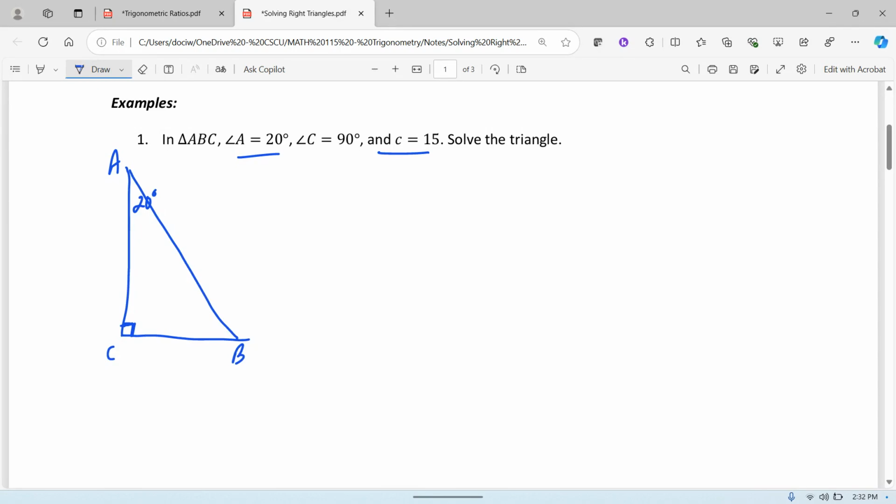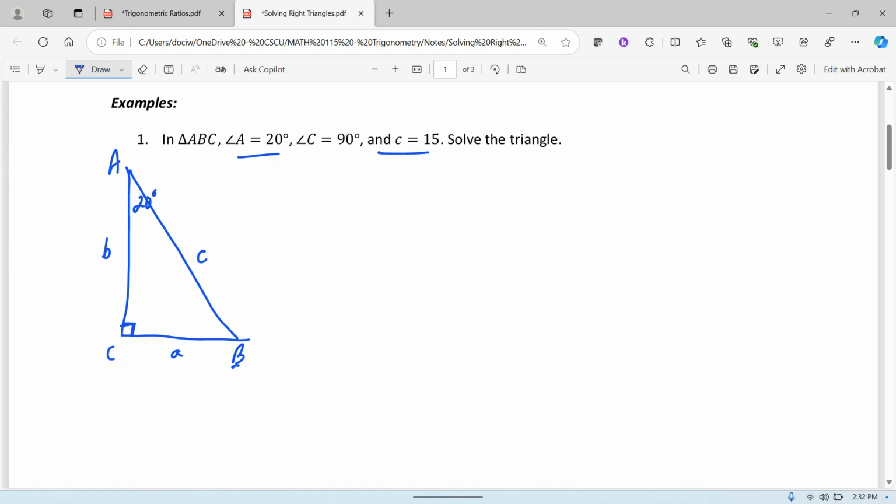When we're given the parts of a triangle, we have angle A, and the side opposite angle A is side A. We've got angle B, the side opposite angle B is side B, and the side opposite angle C is side C. Please notice that I labeled the angles with a capital letter and the sides with a lowercase, and that is what we do in trigonometry.